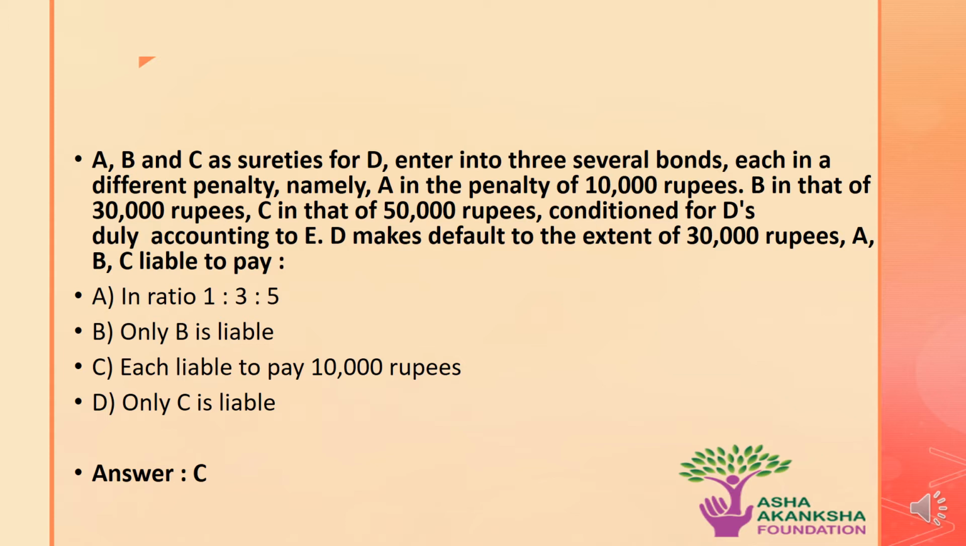Options are A, in the ratio of 1 is to 3 is to 5. B, only B is liable. C, each liable to pay 10,000 rupees. Or D, only C is liable. The correct answer to this question is option C. That means to say, if D makes a default to the extent of 30,000 rupees, the liability upon A, B, and C will be that each person will be liable to pay a sum of 10,000 rupees.